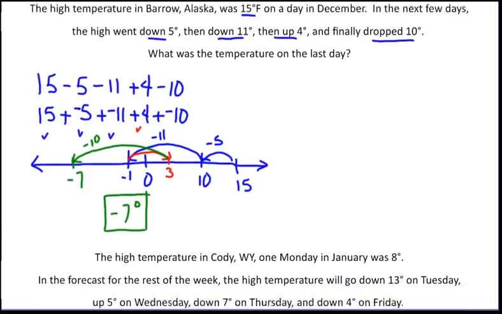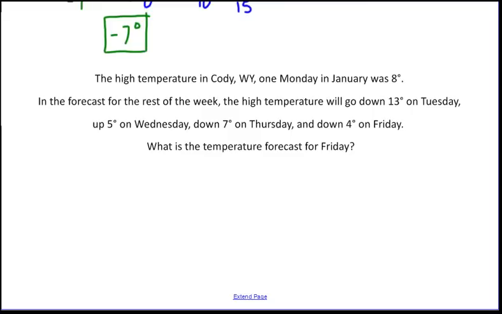Okay, let's do another problem. The high temperature in Cody, Wyoming one Monday in January was 8 degrees. In the forecast for the rest of the week, the high temperature will go down 13 degrees, up 5 degrees, down 7 degrees, and down 4. So writing it down, I'm starting with 8. I'm going down 13, up 5, down 7, and down 4.